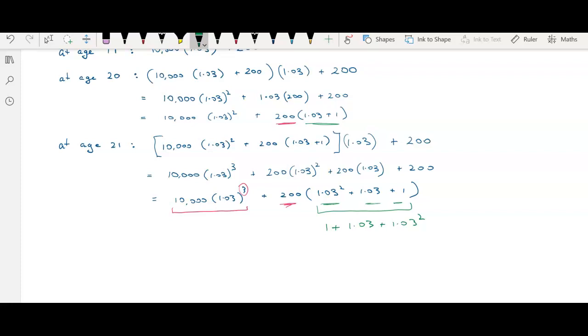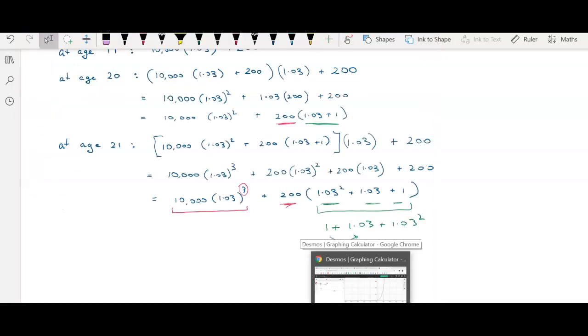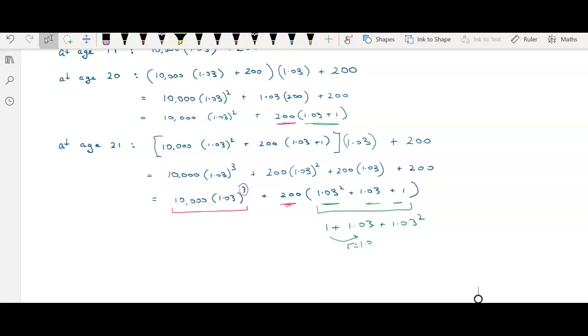Well, it is, isn't it? We've got a U1 of 1 and an R of 1.03. This is why this is sitting in at this stage of the course, because here's our geometric series that's emerged.